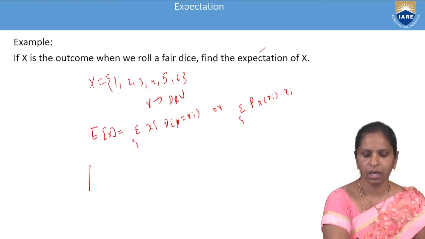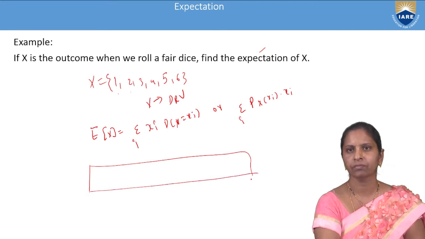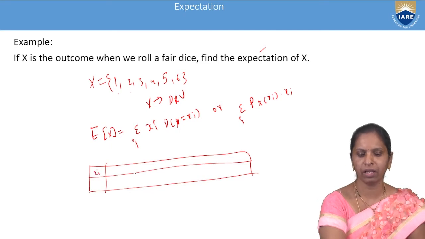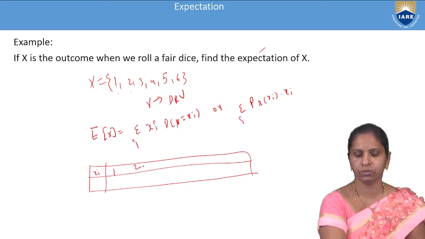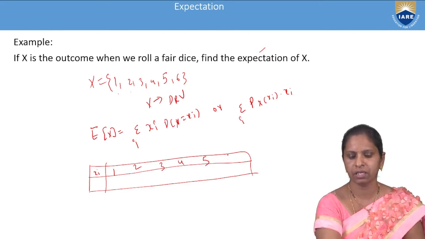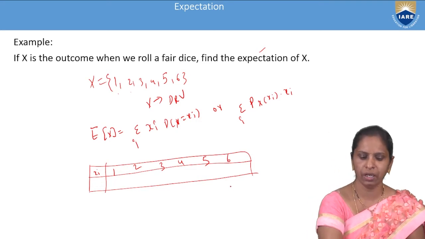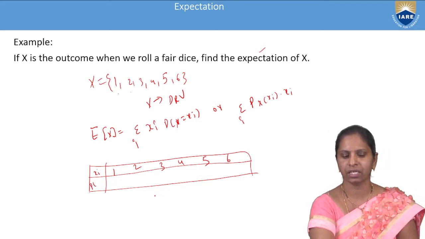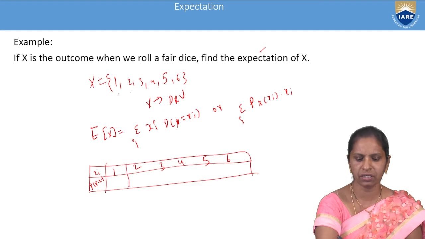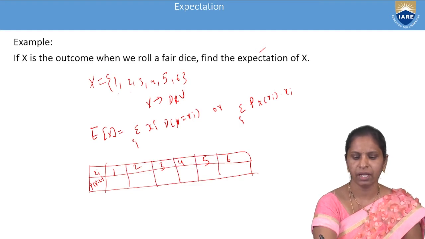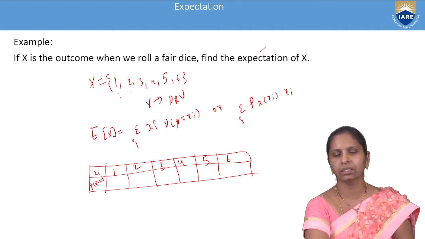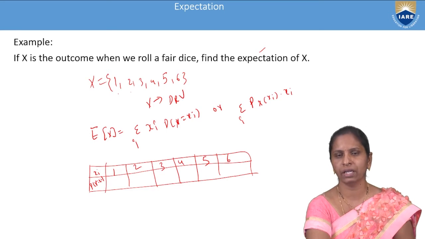Now I will draw a table. I am taking the random variable xi values. What are the xi values here? It may be 1, 2 or 3, because when you roll a die the outcomes may be 1, 2, 3, 4, 5 or 6. These are the elements of the random variable, and the second row represents the corresponding probabilities, p of x equals xi. What is the probability that the random variable x takes the value 1? That is, what is the probability of getting a number 1 when I roll a die?